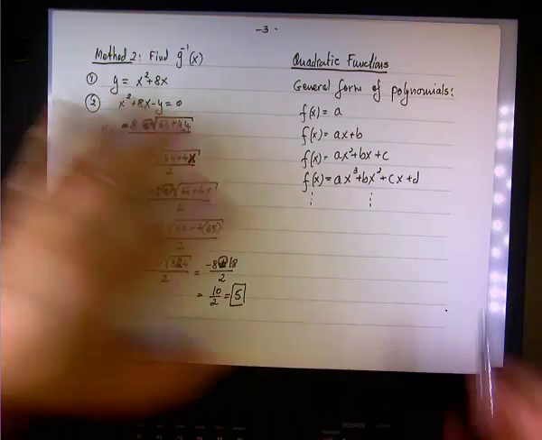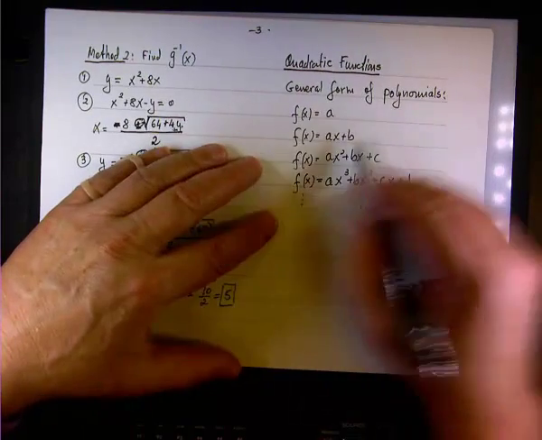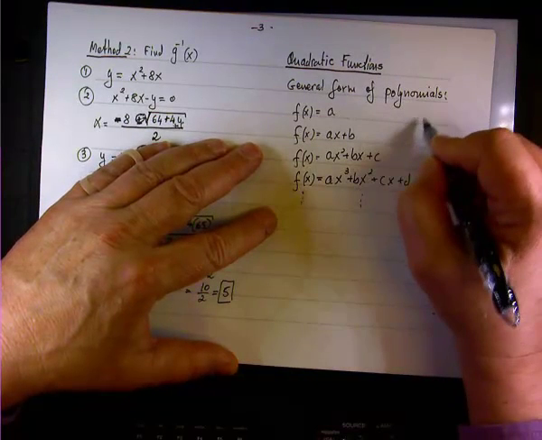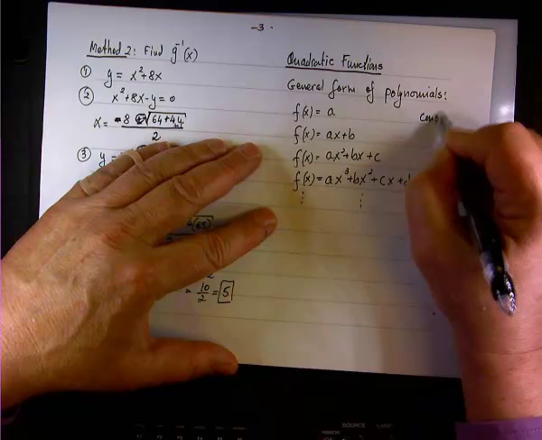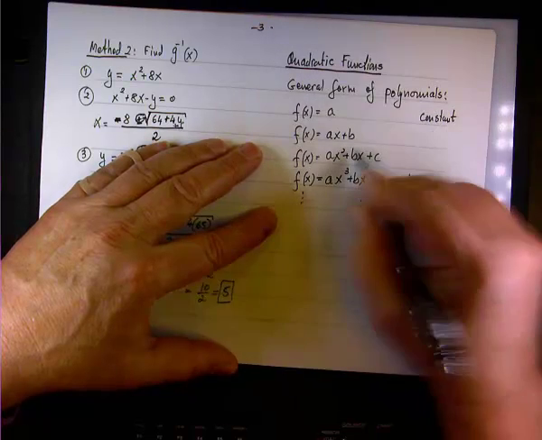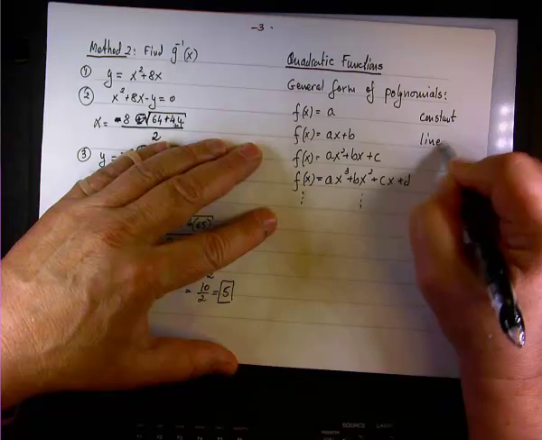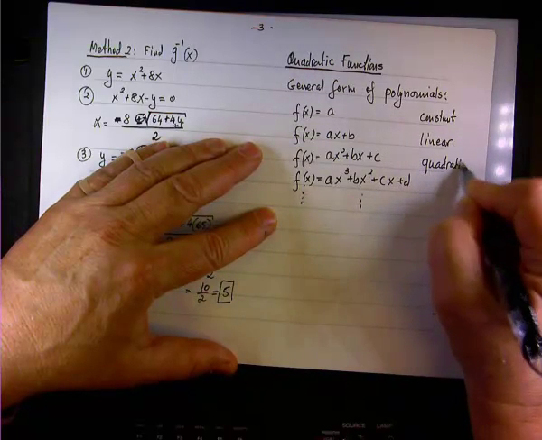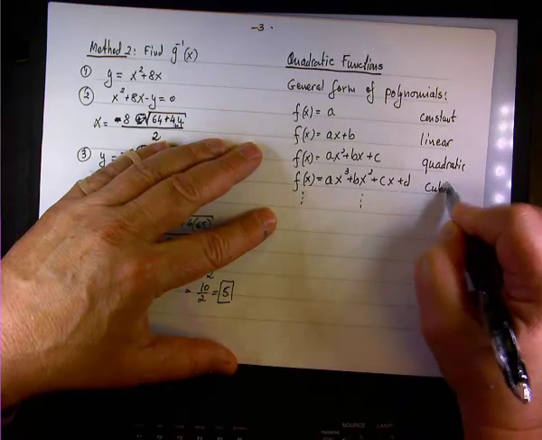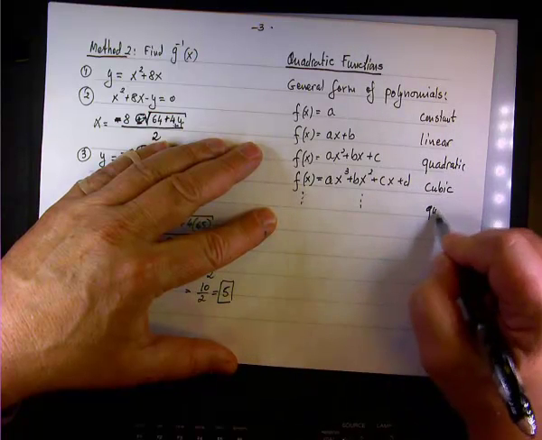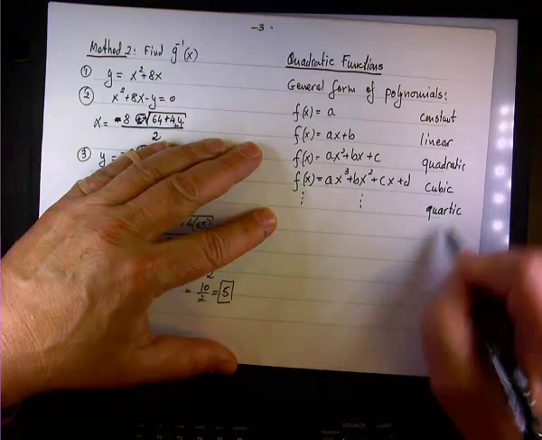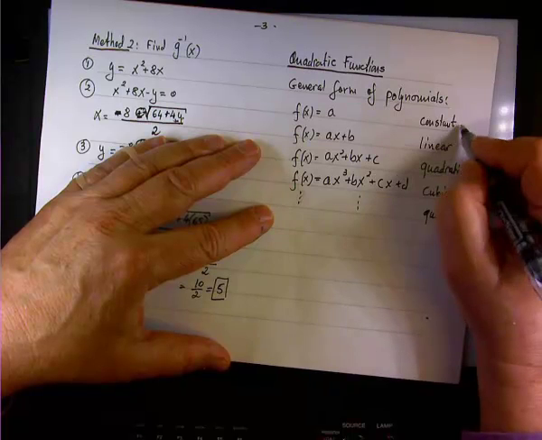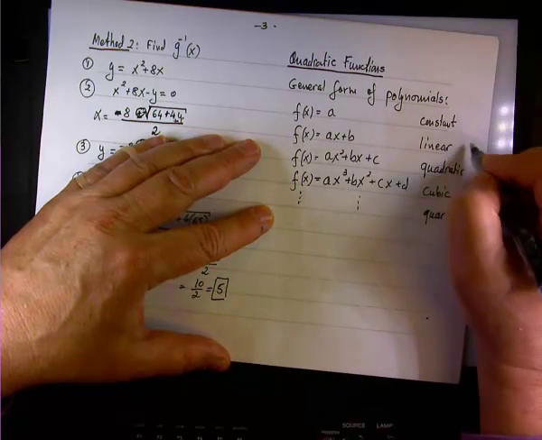So we're going to say this is a first order polynomial or constant. So this is constant. This is linear, it's a line. This is quadratic. And this will be cubic. Okay, the next one up will be quartic. And so on.